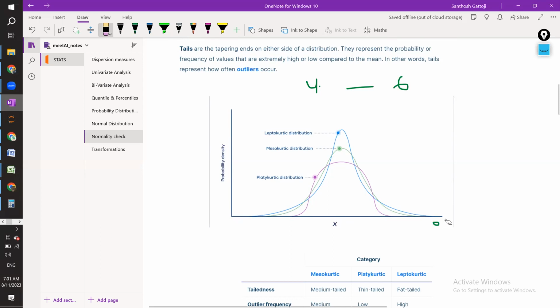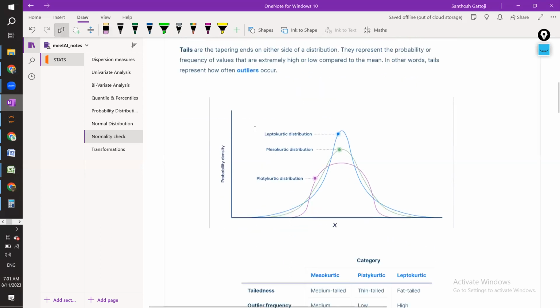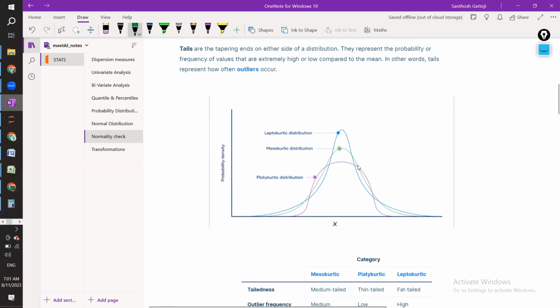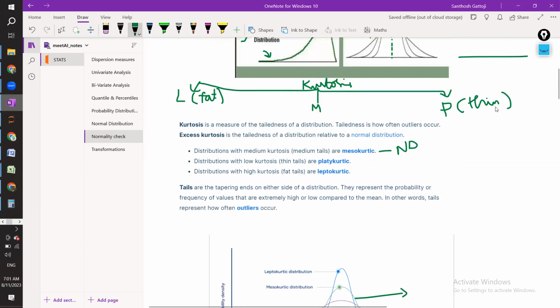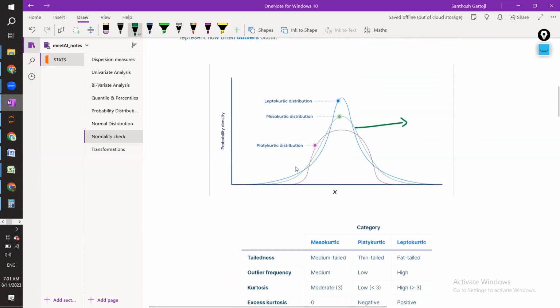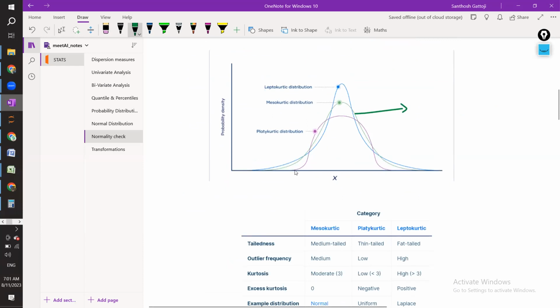Now here, as I said, there are 3 parts. One is meso, that means if you focus on the middle part, this is mesokurtic. And what about platy? It is thin tails. For platy, if you see, there are no tails at all. Directly the distribution started. This is thin tails.